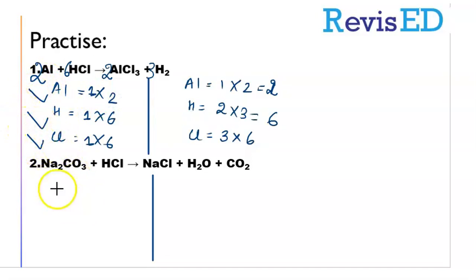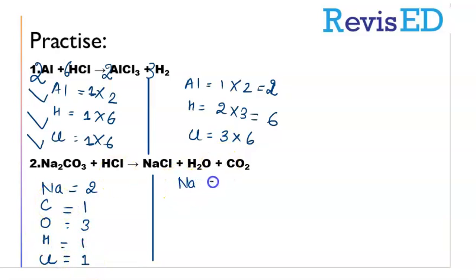Now okay, we can take one more example, with sodium, carbon, oxygen, hydrogen and chlorine. Sodium I am having 2, carbon 1, oxygen 3, hydrogen 1, chlorine also 1. On the right hand side, sodium is 1, carbon is 1, oxygen is 3, hydrogen is 2, chlorine is 2. See this, oxygen is already balanced, carbon is also already balanced, so I have to just balance these.